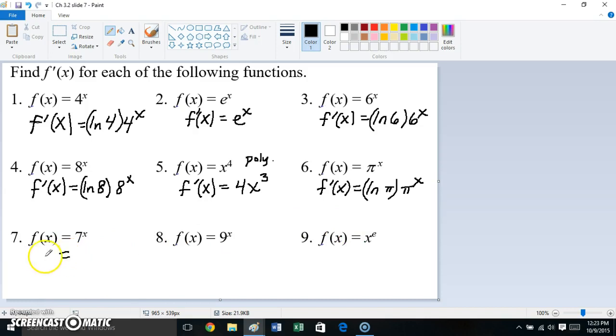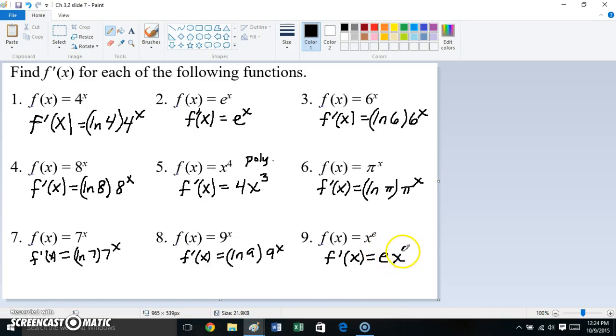7 to the x has a derivative of the natural log of 7 times 7 to the x. F of x equals 9 to the x has a derivative of natural log of 9 times 9 to the x. If f of x is equal to x to the e power, this is not an exponential, this is a power function. Its derivative is e times x to the e minus 1.